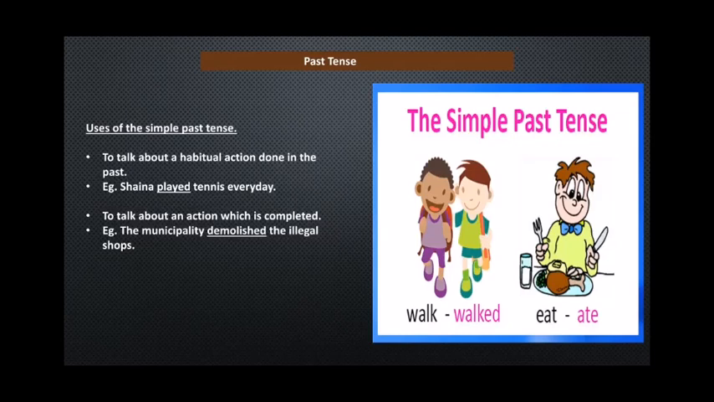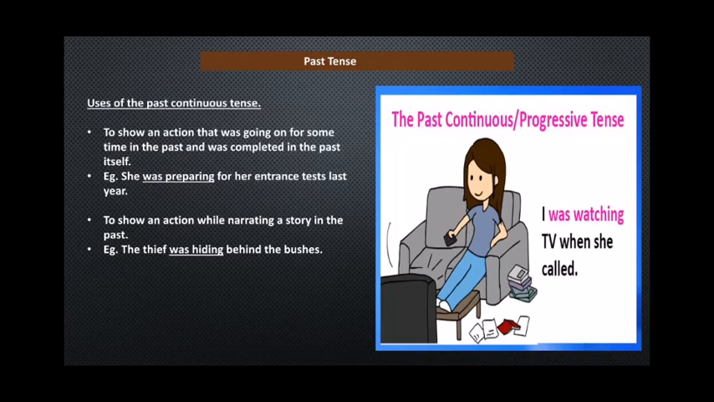Second, to talk about an action which is completed. Example, the municipality demolished the illegal shops. That is, the action is completed. So demolished is the past tense.